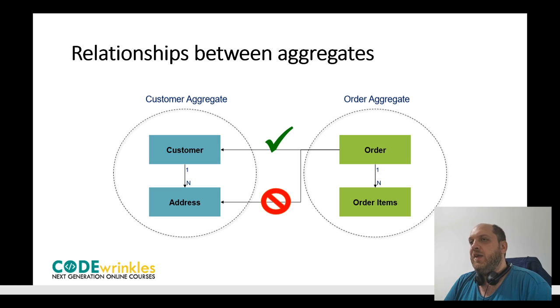Now, the idea is that in the order aggregate, when we need to check the address of a certain customer, what we usually do when we develop is go to that object and check that address. And maybe if we need to change that address, we even change it. But according to domain-driven design, this is not the way to do it.